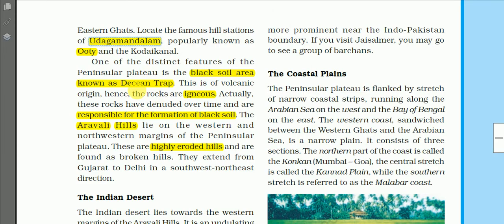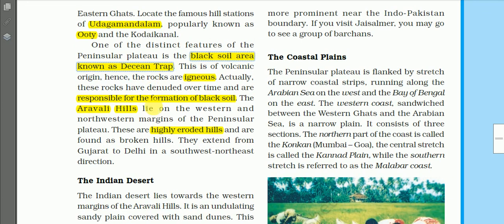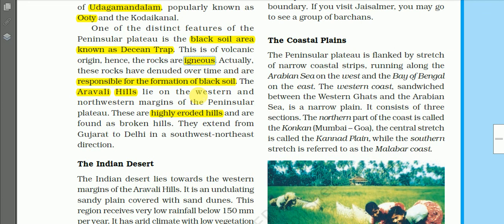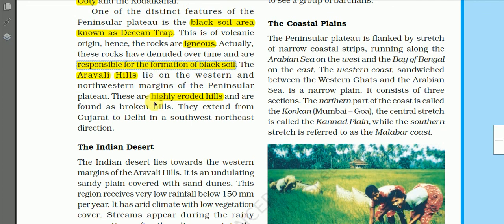Then one of the distinct features of the Peninsular Plateau is the black soil area known as the Deccan Trap. So this is a very important characteristic feature of the Peninsular Plateau. Here in the Deccan area, we find black lava soil, also known as Deccan Trap. This Deccan Trap is of volcanic origin, and hence the rocks are igneous. Actually, these rocks have denuded over time and are responsible for the formation of black soil.